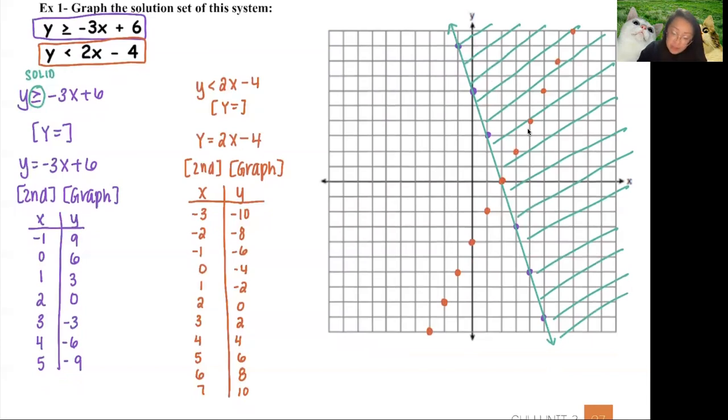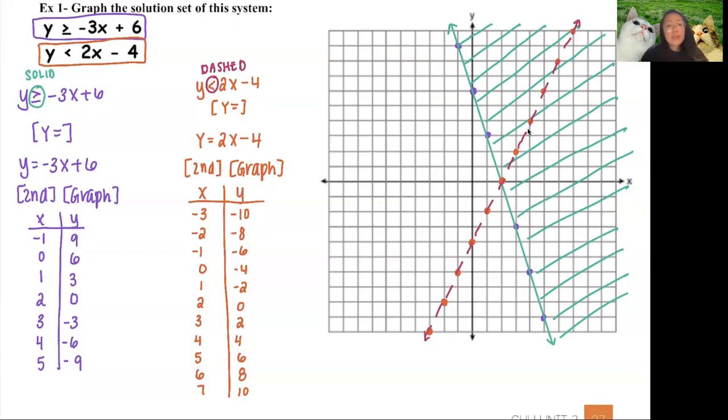You're going to want to ask yourself, again, let's look at the symbol. Is this going to be a solid line or a dashed line? Since it does not have the or equal to, this is a dashed line. So we are connecting our points with a dashed line. A dashed line looks like this. It's not a line that connects, right? There's spaces in between.